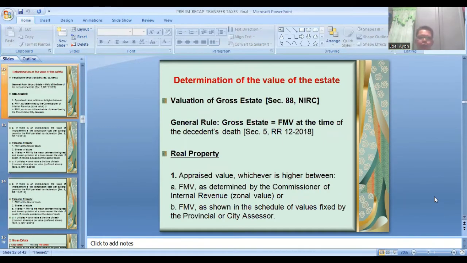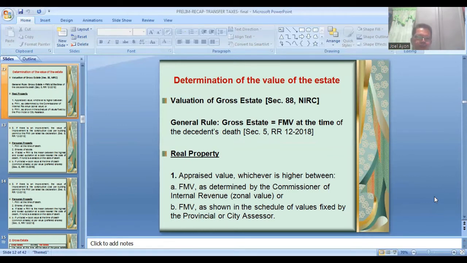Now let's proceed to the determination of the value of the estate. Under Section 88 of the tax code, which is the valuation of the gross estate, as a rule, the gross estate is equal to the fair market value at the time of the decedent's death. That was under Section 5 of Revenue Regulation 12-2018. It's a general rule that the fair market value of the gross estate shall be followed at the time of the decedent's death.